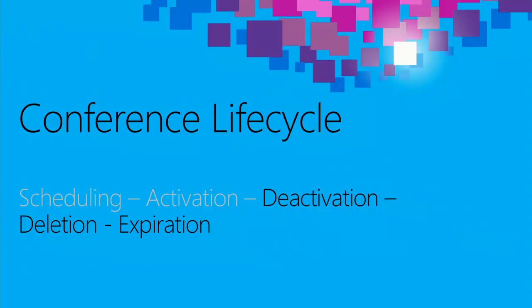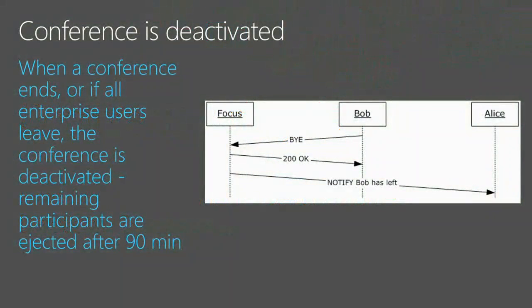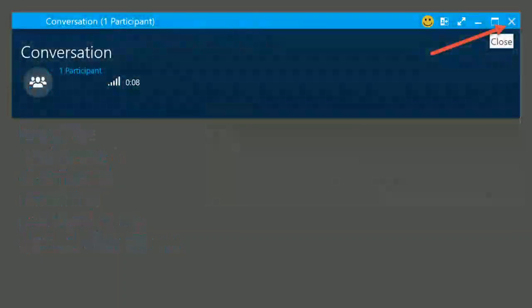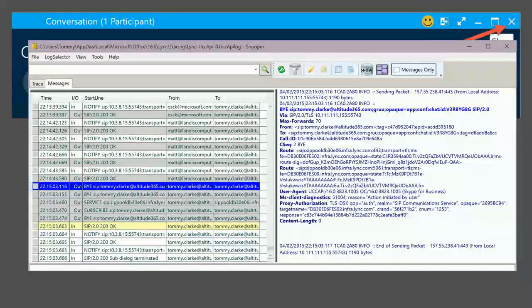So back to lifecycle, the deactivation. When a user clicks on the red cross, they will send a bye to the conference, and that will start the deactivation process. And 90 minutes after all the authenticated users have left the meeting, all unauthenticated participants will be ejected from the meeting as well. That's basically if you just close the meeting. That will send a bye message to the server, and you can see the diagnostic reason is action initiated by the user.